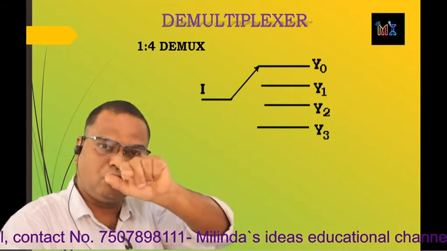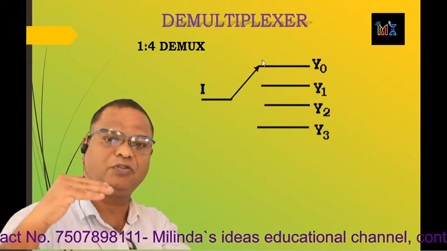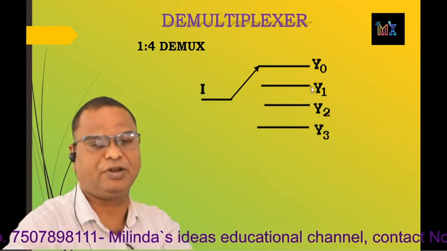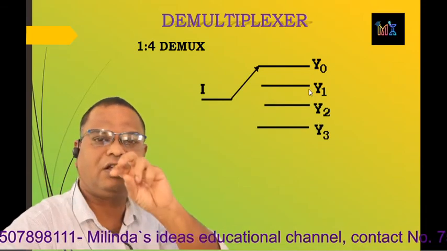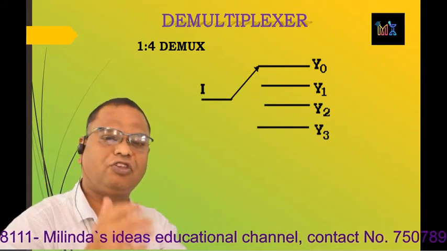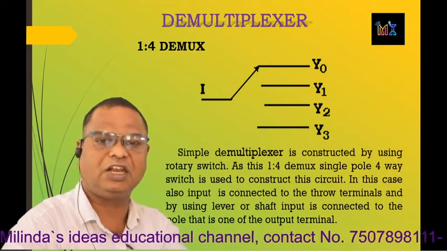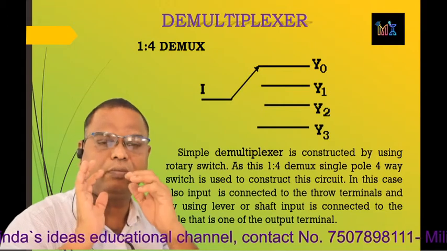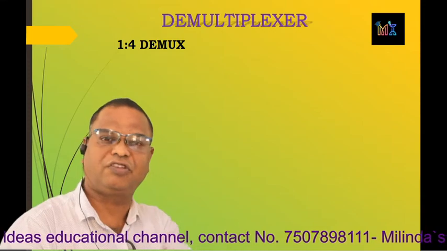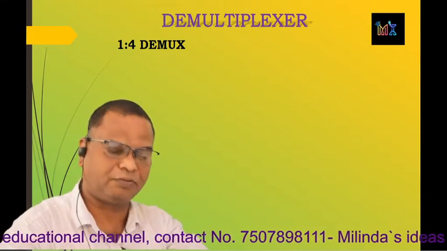When we change the position of that shaft or lever, the input signal is connected to either y0, y1, y2 or y3 terminal. So that is once again a manually operated demultiplexer. In a logic circuit, in a logic instrument, this rotary switch may not be used. So in a logic instrument, we have to use the demultiplexer in the form of an IC, or a demultiplexer which is constructed or assembled by using basic gates, by using logic circuits.